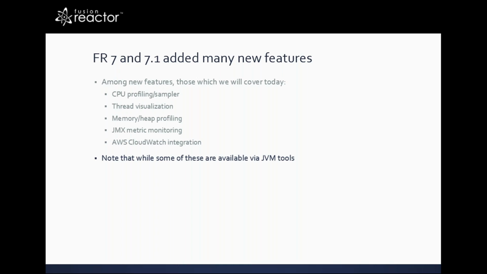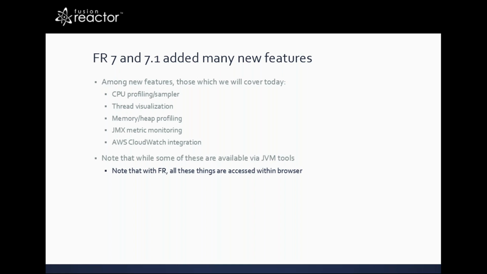Now, one more thing I want to say before we move on to actually showing you the examples, and this is an important point that I want everybody to understand. Some of you watching this might be kind of yawning and going, CPU profiling, heap profiling, JMX, I can get that from any Java tool. I don't need FusionReactor to give me that. And you'd be right. These things are available through JVM tools.